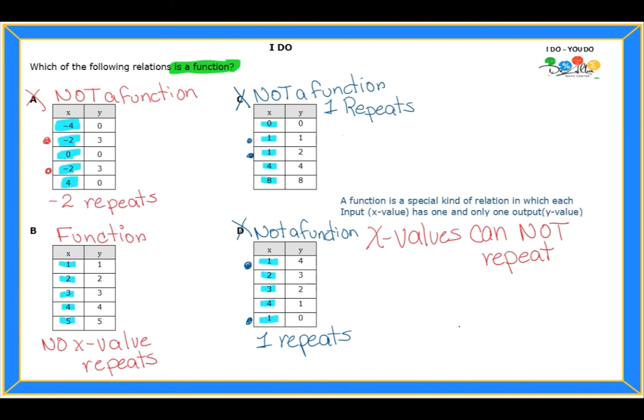Okay? And yeah, that was okay because the only thing that I found on letter B, right? We said that B was actually a function because B has no values of x repeating. So therefore, my answer is letter B for that.